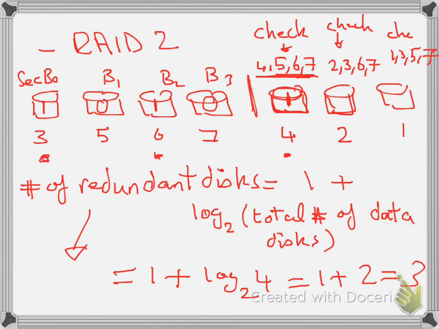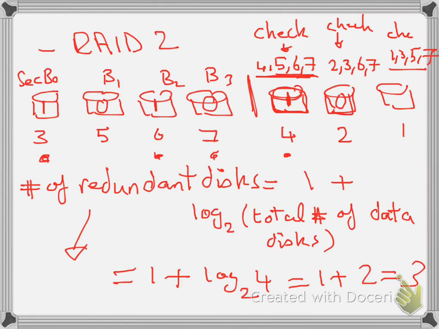3, 6, 7. 1, 1, 0. How many ones? 2. Is this even or odd? Even. So should I add any ones in this? No, because it's already even, so it will be 0. Is this clear? How about this guy?